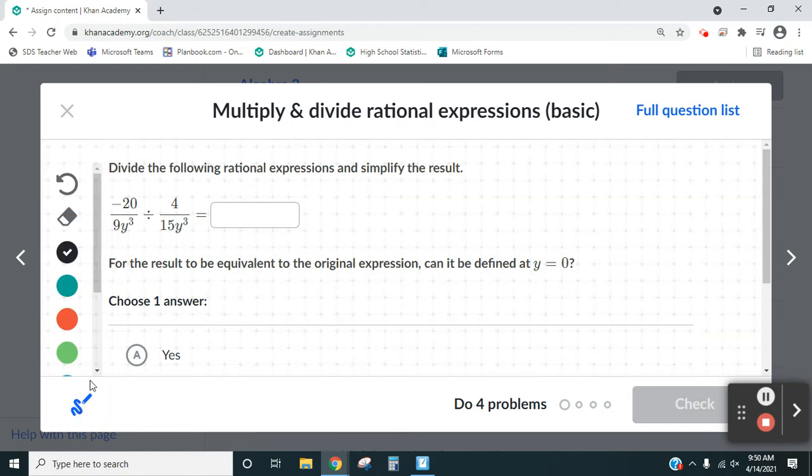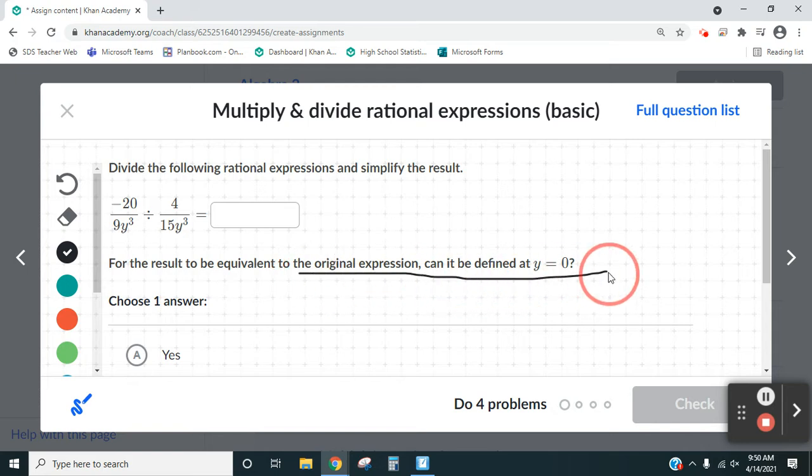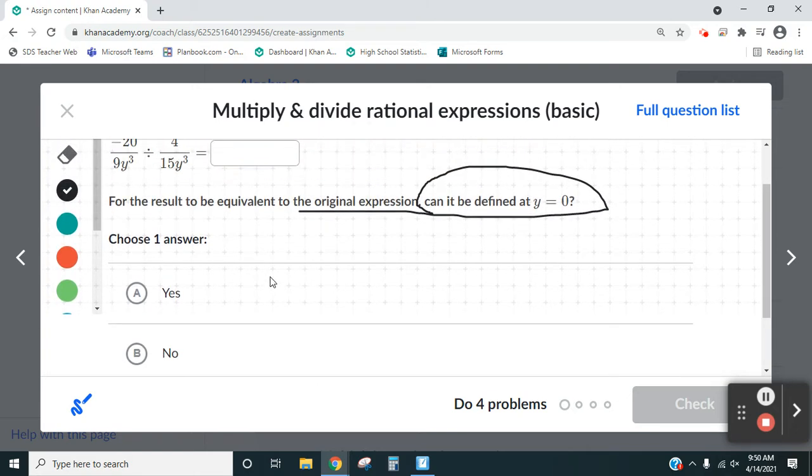Question is, for the result to be equivalent to the original expression, can it be defined at y equals 0? About 3 weeks ago, we did things similar to this, and the question was, which one of these answers down below, and it was multiple choice, would make it undefined? Do you remember those questions? The question here is similar. It's asking it conversely, though. It says, can it be defined at y equals 0?